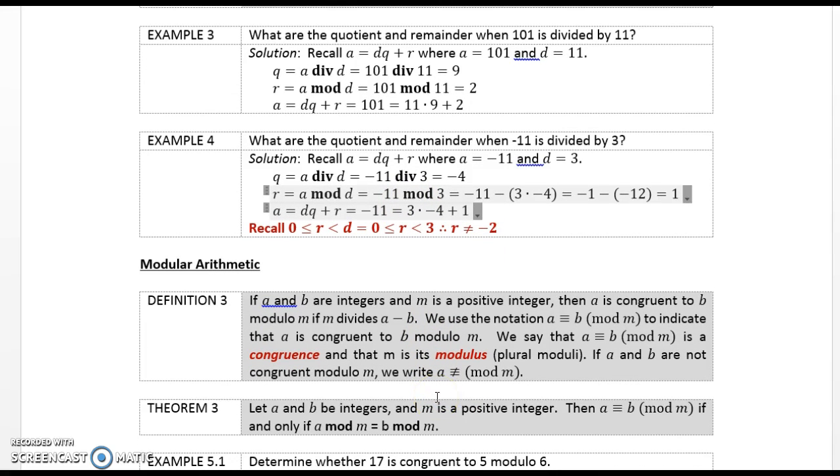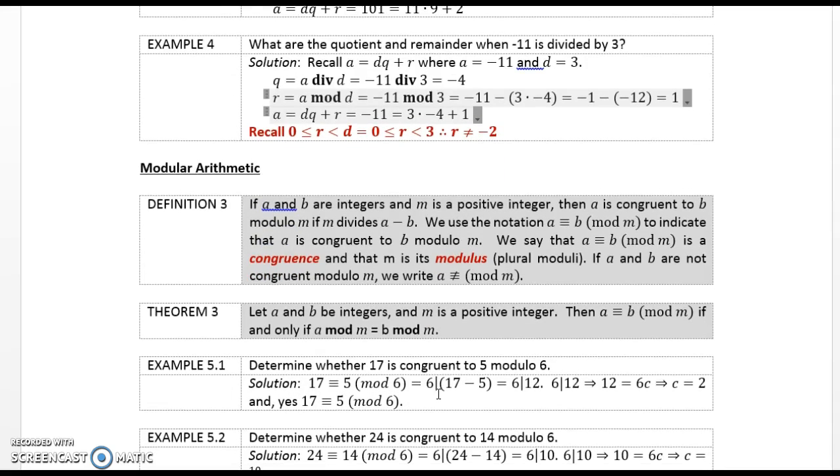Example 3. What are the quotient and remainder when 101 is divided by 11? Recall, a is equal to dq plus r, where a is 101 and d is 11. q is equal to a div d, which is 101 div 11, equal to 9, and r is equal to a mod d, 101 mod 11, equal to 2. To check, a is equal to dq plus r: 101 is equal to 11 times 9, which is 99, plus 2, which is 101.